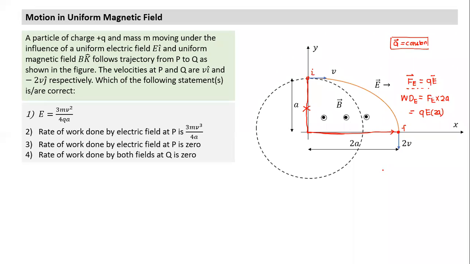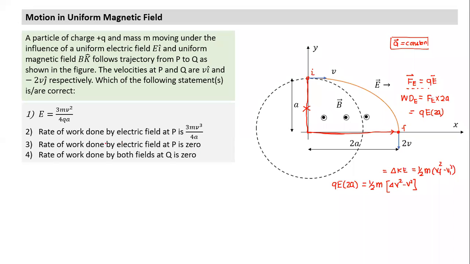And that work done is equal to what? That work is equal to the change in kinetic energy. What is the change in kinetic energy? 1 by 2 m, final velocity squared minus initial velocity squared. So if I write all those terms, QE into 2A, thus work done is equal to the change in kinetic energy. Final becomes 4V square minus V square. That's the condition which is applied here.